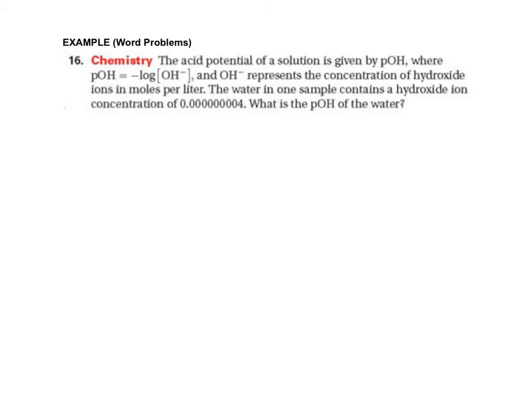Okay, pull out your calculator now. Here we go. We are going to do a chemistry problem where they give us a log function here. What is the pOH of water? The acid potential of a solution is given by pOH, where pOH is equal to negative log of OH negative, and OH negative represents the concentration of hydroxide ions in moles per liter. The water in one sample contains hydroxide ion concentration of, and they give us a number. What is the pOH of the water? Literally just going to put this stuff into our calculators.